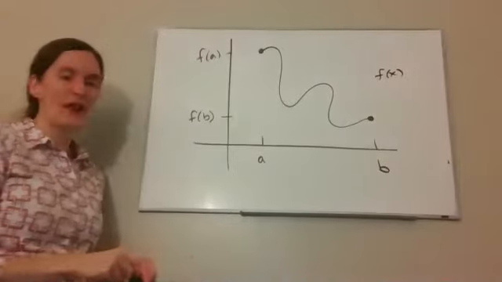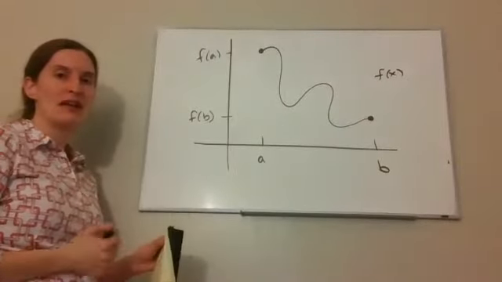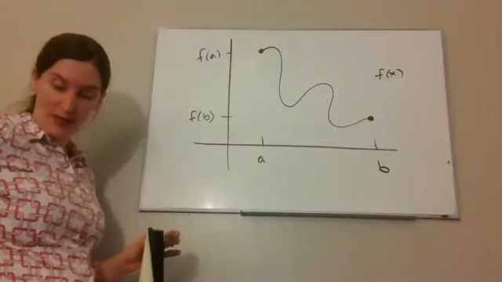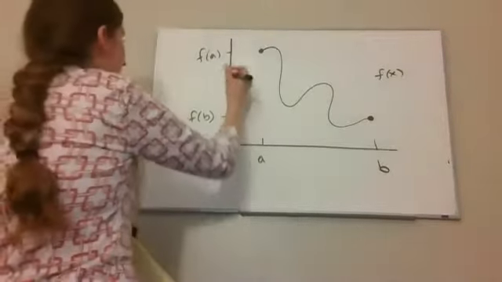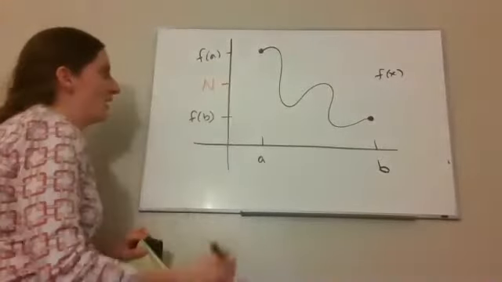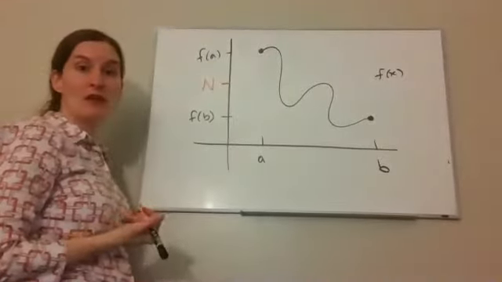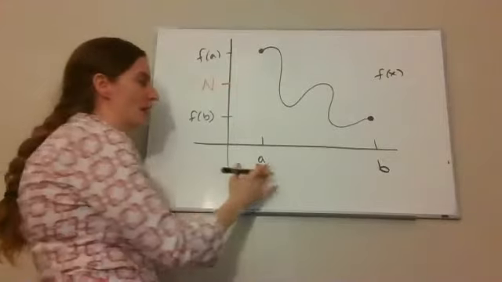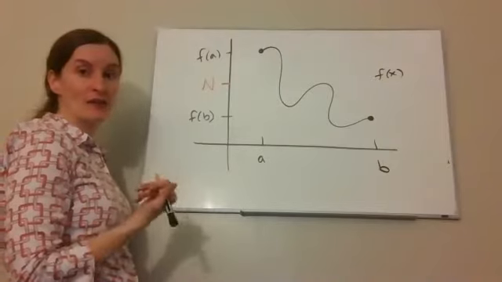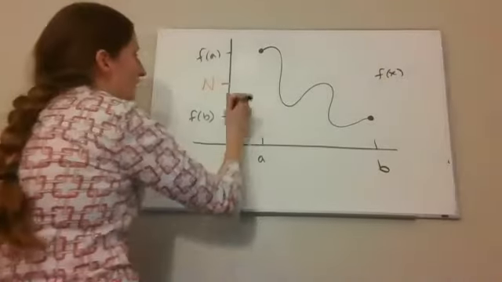The intermediate value theorem says that you can pick any number between f of a and f of b. So we'll just say, let's pick this number right here. We'll call this one n. And then there will be some value c in between a and b that satisfies f of c equals n. Let's see if this is true.